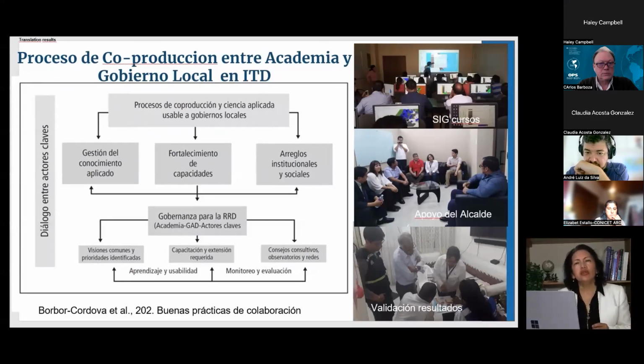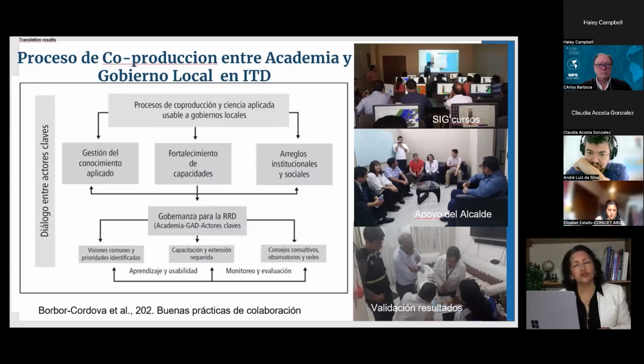Then the second one was strengthening capacities. And this is very important because we needed to find a way so that everyone could understand each other. And so we found a common way of working in geographic information systems, with the same format and the same scale, and we learned to create indices to compare variables.